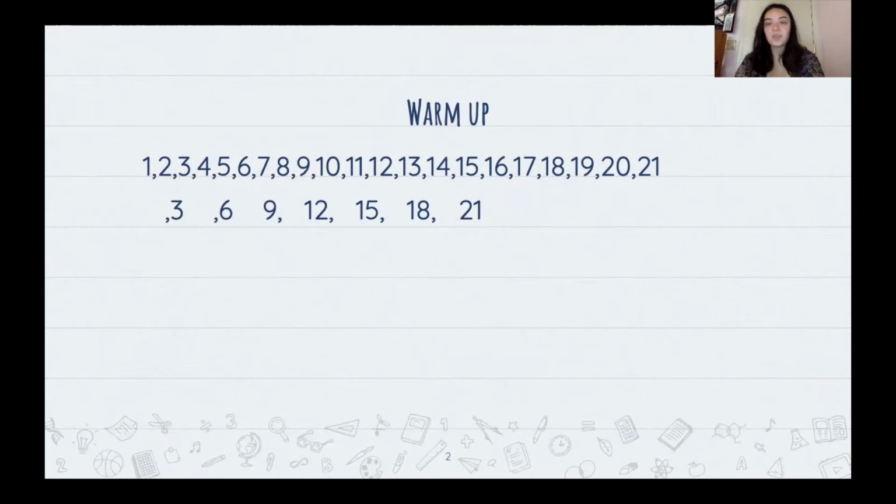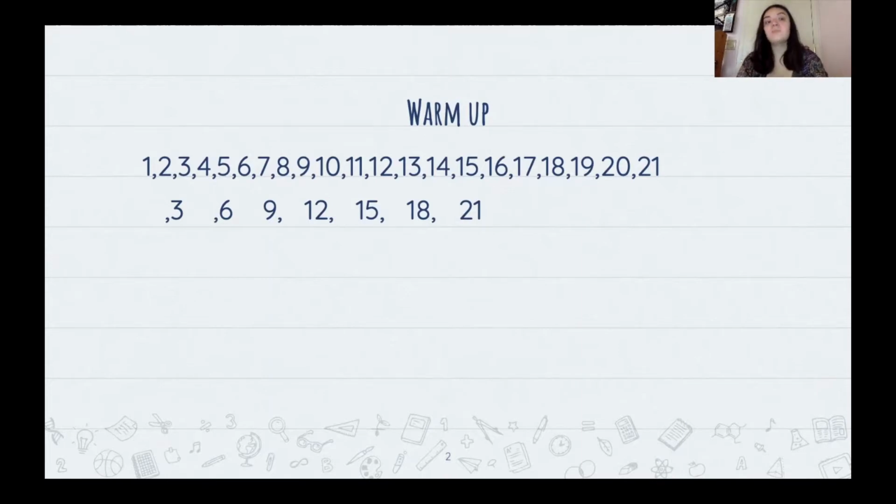So now when we do it, just do the same thing, except we're going to think 1, 2, and then we're going to say 3. We're going to think 4, 5, and then say 6. Ready? 3, 6, 9, 12, 15, 18, 21.